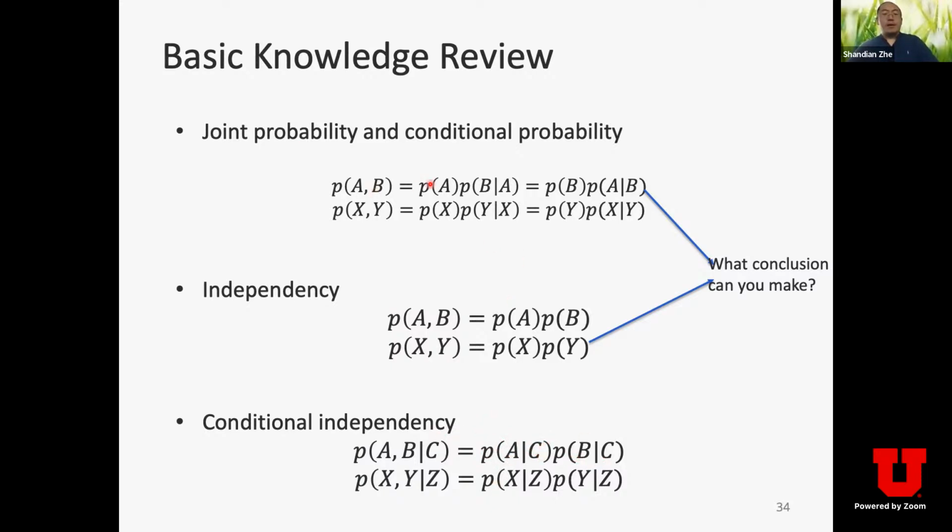It is the same as the joint probability case, except that on both sides of this equality, you need to condition on a third random variable. Similarly, the conditional independence of two random variables X and Y implies that the joint conditional probability given Z is equal to the marginal conditional probability of X given Z multiplied by the marginal conditional probability of Y given Z. The only difference is that you are conditioning on a third random variable Z.